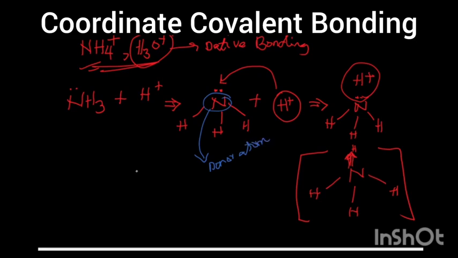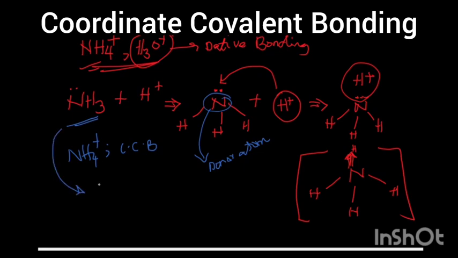So NH4+ undergoes which type of bonding? Coordinate covalent bond, or dative. Thank you. So I hope that is clear. Now apart from this, in coordinate covalent bonding, one of the species or molecules has a lone pair of electrons. Any molecule that has a lone pair of electrons in the formation of dative bonding, we call it what?